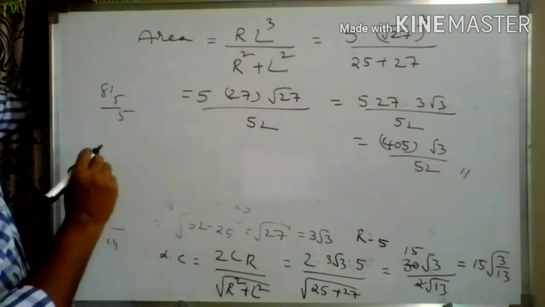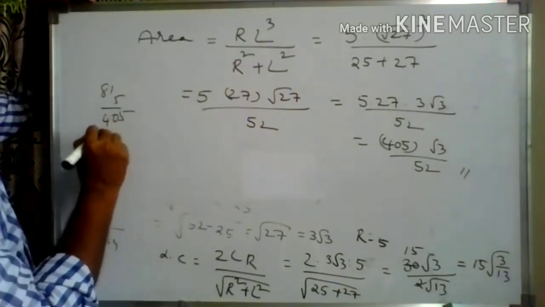27 into 3 is 81, 81 into 5, 5 ones are 5, 5 8s are 40, 105.